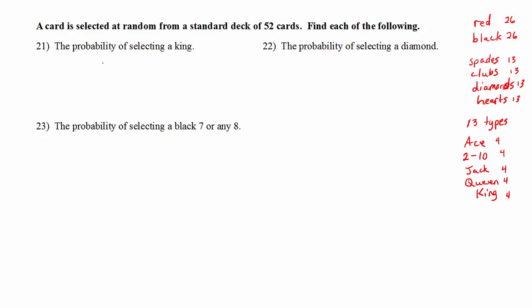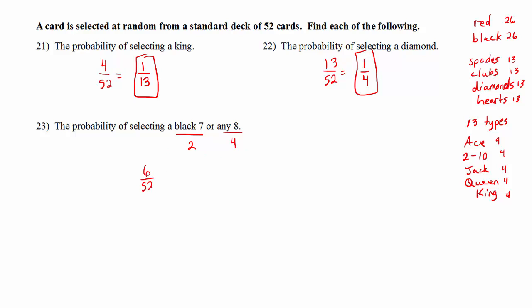So the probability of selecting a king, there's 4 kings and 52 cards, and so we'd simplify that and get 1/13. A diamond, there's 13 diamonds out of 52, and so we simplify that and get 1/4. This last one, the probability of selecting a black 7 or any 8, well, if there's 4 7s and we have 2 colors, that means there's 2 black 7s. Any 8, there's 4 of them, so together that makes 6. We put that over the total number of cards, which is 52, and then simplify. And so that's going to give us 3/26, which is our answer.